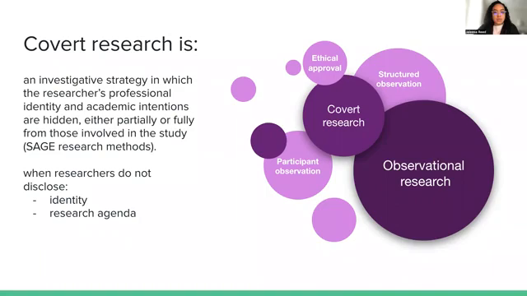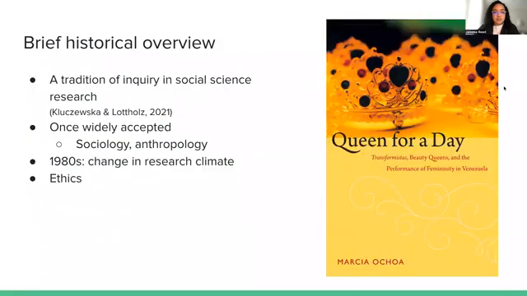Researchers who are using covert methods do not disclose their identity and do not disclose that research is taking place. Covert methods have always been part of social science research and present a crucial tradition of inquiry. It was once widely accepted for decades, especially in fields where ethnography is common, such as sociology and anthropology.